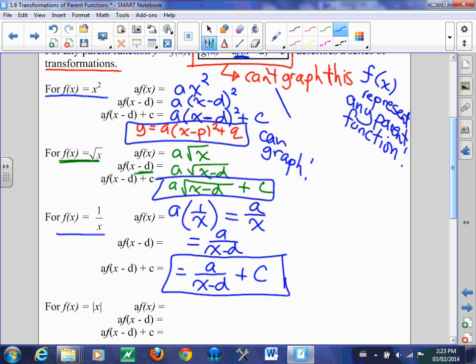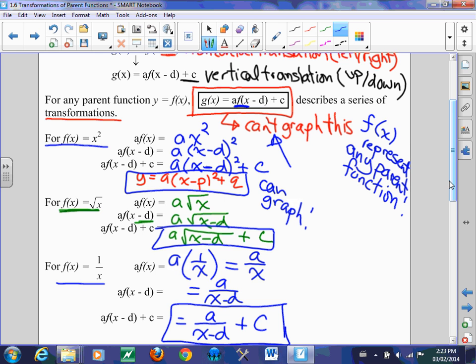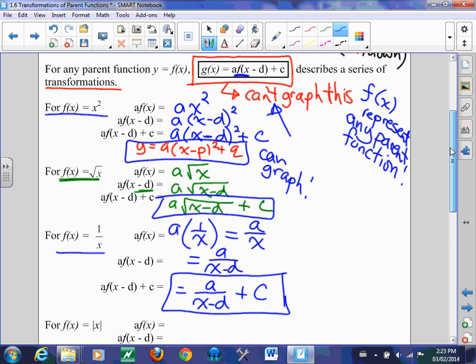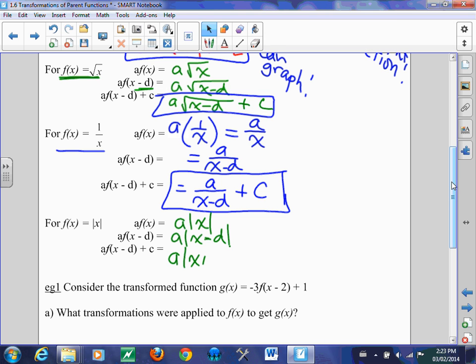Just remember, if I go back up here, we can't graph it because I haven't specified which parent function to apply the transformations to. All right? Let's try one last one and then we'll do some other stuff here. Let's do the absolute value. Okay, so we're doing the absolute value function. A goes out front. Then we apply the d, which is subtracted from the x, and then we add the c at the end.